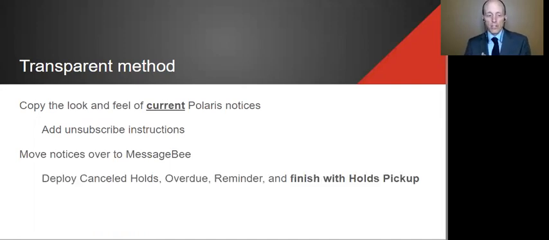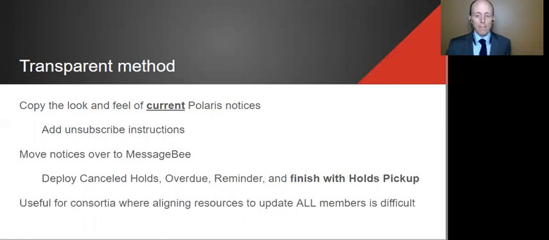And again, the suggestion is to deploy them in a staggered rollout with the cancel hold notices being first. I guess I should say this would be the suggestion for a public library. If you're an academic library, the main thing here is just to think about which notices you have the least of, and then start with those first, and then move your way to the ones that you have the most of, or the ones that are most critical for you to be sending.